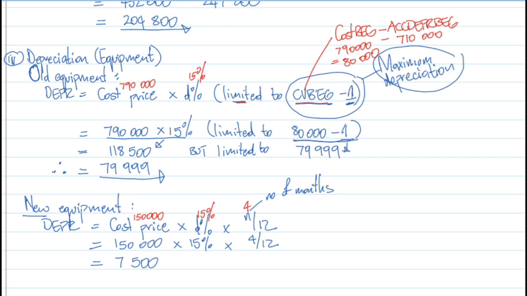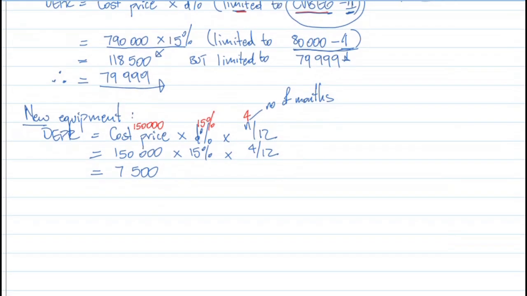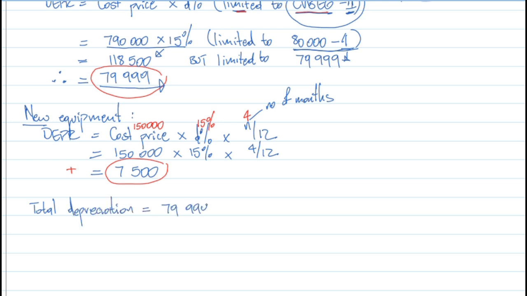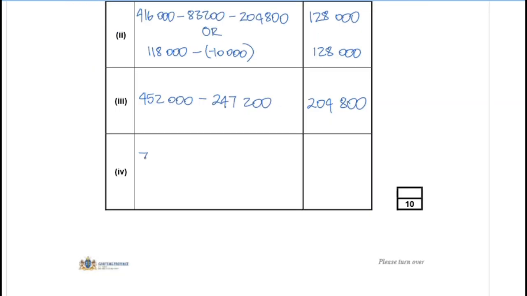Therefore, the total depreciation on equipment for the current financial year is going to be the 79,999 rands for the old equipment plus the 7,500 rands for the new equipment. This gives us a total depreciation amount of 87,499 rands.